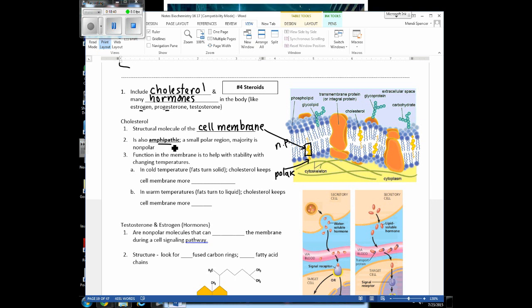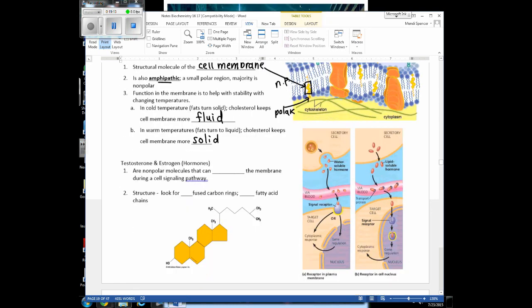So in cold temperatures, your cell membranes could become real solid. But in warmer temperatures, they could fall apart. They could become really liquidy. So these cholesterol molecules act as a temperature buffer. In cold temperatures, when fats turn solid, that cholesterol actually helps the cell membrane become more fluid. But in warm temperatures, whenever fats normally turn to liquid, that cholesterol helps that cell membrane stay more of a solid. So it helps act as a temperature buffer.